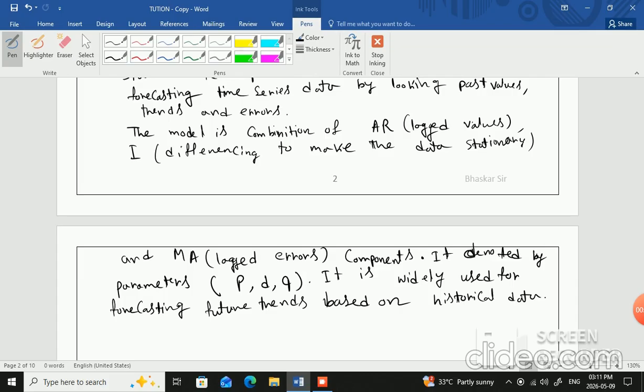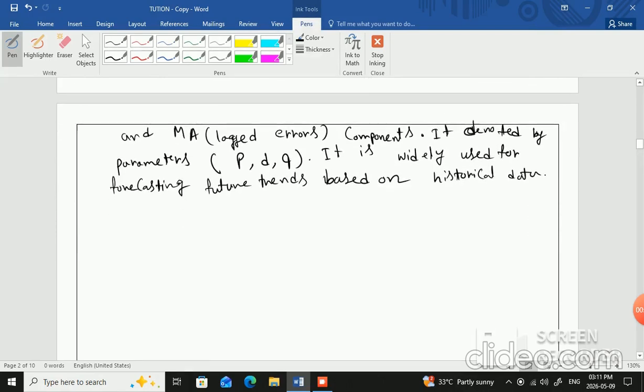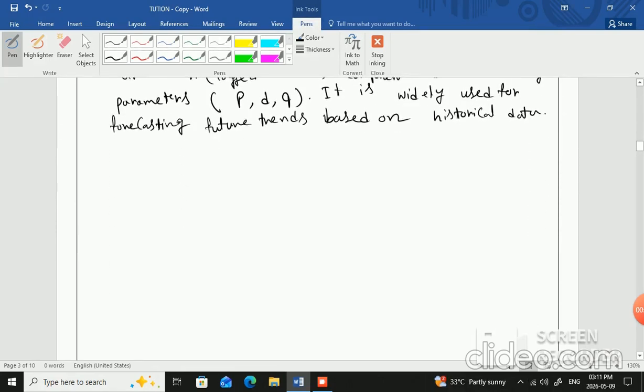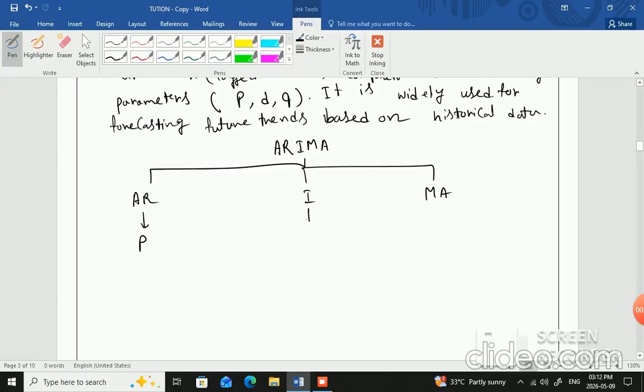The model is used for forecasting future trends based on historical data, previous year data. So this is the ARIMA model, autoregressive integrated moving average model. There are three parts: autoregressive part, integrated part, and moving average part. The autoregressive part has parameter P, the integrated part has parameter D, and the moving average part has parameter Q. All are lags.